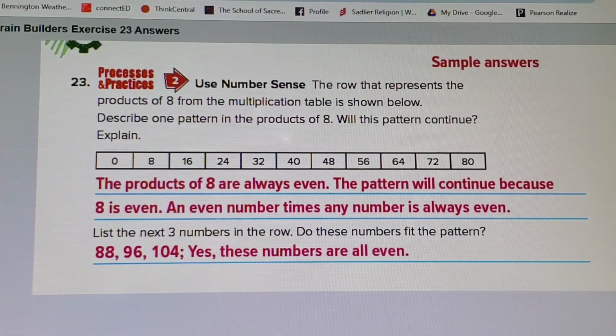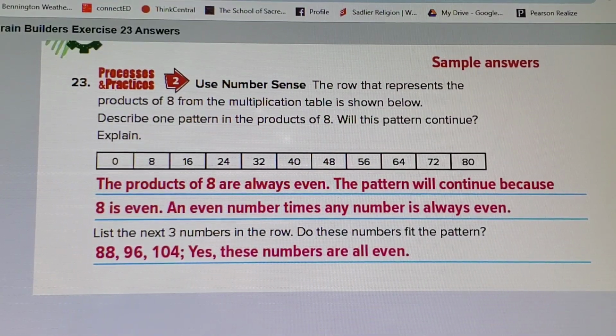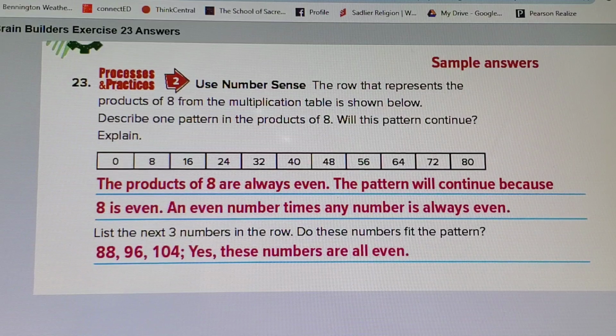The products of 8 are always even. The pattern will continue because 8 is even. An even number times any number is always even. And yes, it fits the pattern because they're even, but it also goes 8, 6, 4 as the numbers in the ones.